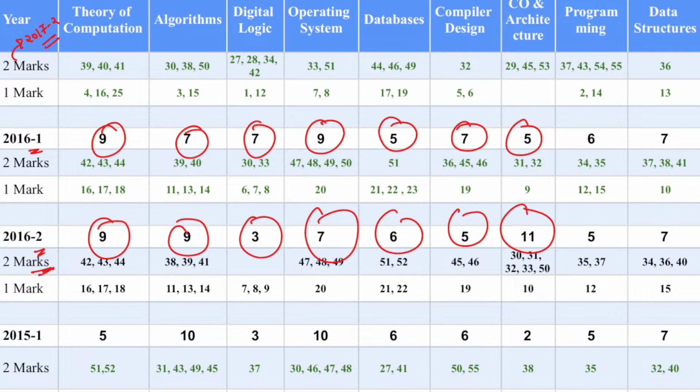Some subjects are rank changing, like COA, OS, CN. And you can see the distribution of their questions also. For 2 marks, how much? For 1 mark, how much? And this is of 5 marks, 7 marks. Rest also you can see, it's there in the PDF.